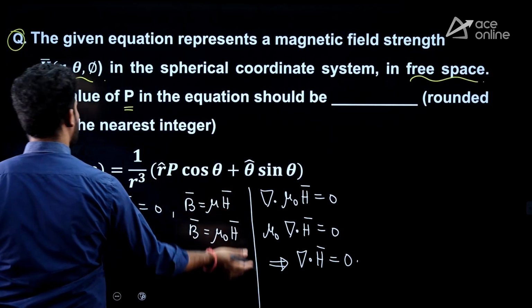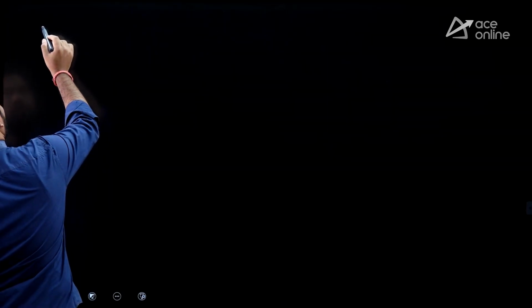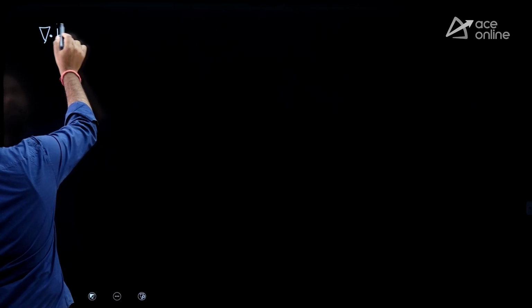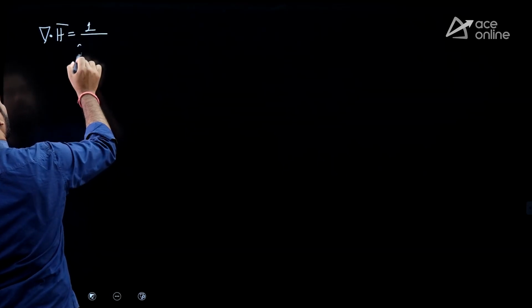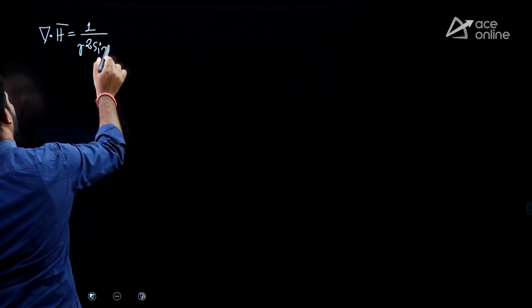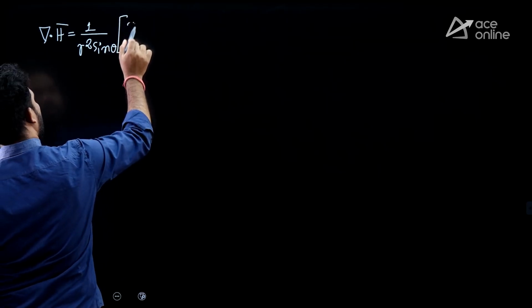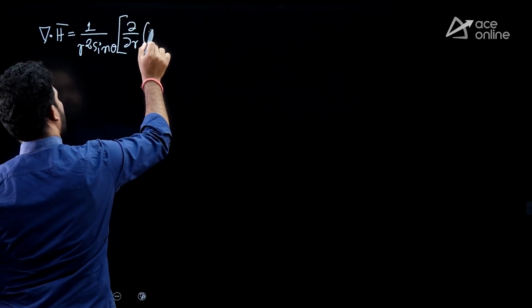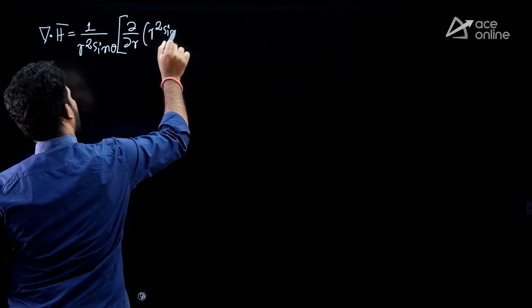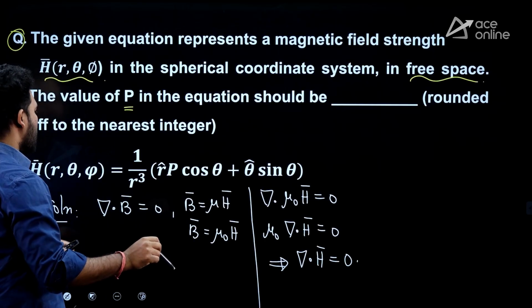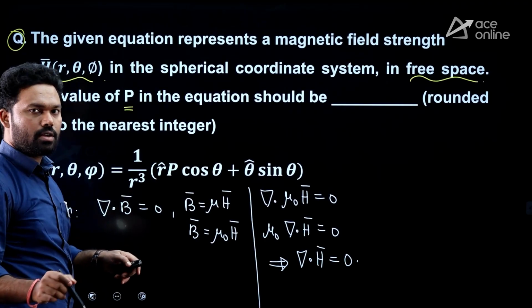So divergence of H is 0. Use the divergence formula. Divergence of H is equal to 1 divided by r squared sin theta, dou by dou r of r squared sin theta into H r. What is the H r component? It is P cos theta by r cubed.